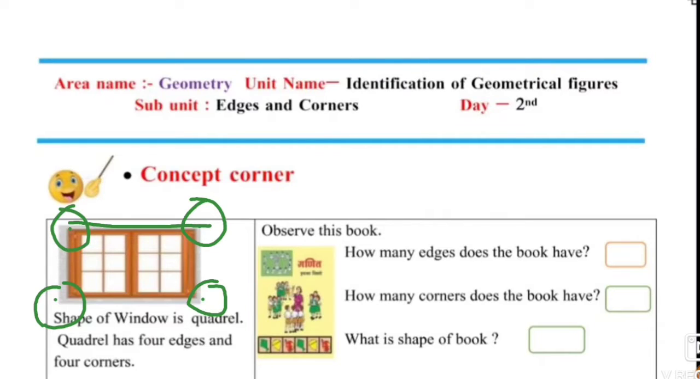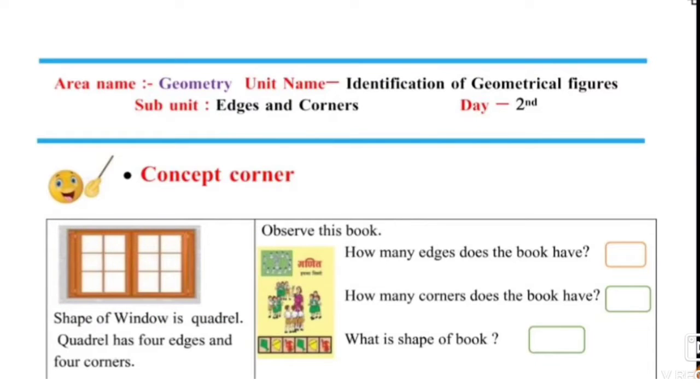When we join these corners like this, what do we get? We get a quadrilateral. These are the edges of the quadrilateral: 1, 2, 3, 4. Understood? Very good.